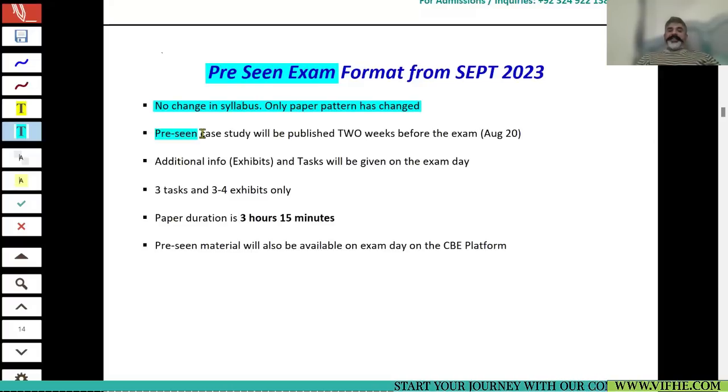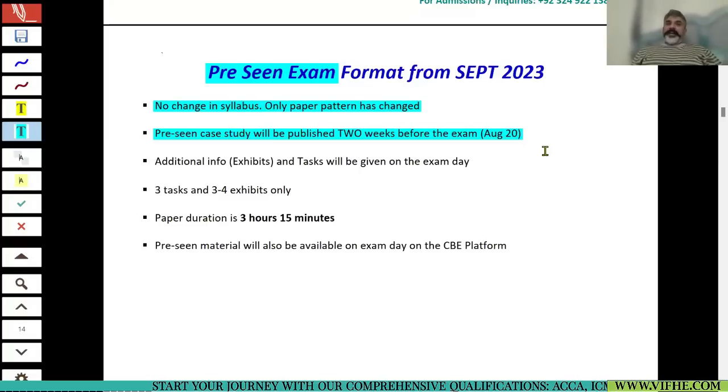Now, a pre-seen case study will be published 2 weeks before the exam. So 2 weeks before your exam, ACCA will publish a 10-page case study. That case study will be tested in your exam. So is that good news or bad news? What do you think?